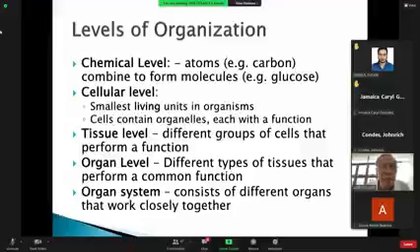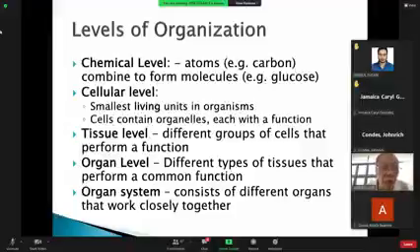So the organ systems, like the digestive system, the cardiovascular system, the lymphatic system, the muscular and skeletal system, and so on, consist of different organs that work closely together to form an organ system. For example, the digestive system is composed of several organs: the tongue, the esophagus, the stomach, the small intestine, the large intestine, the rectum and the anus, and so on.